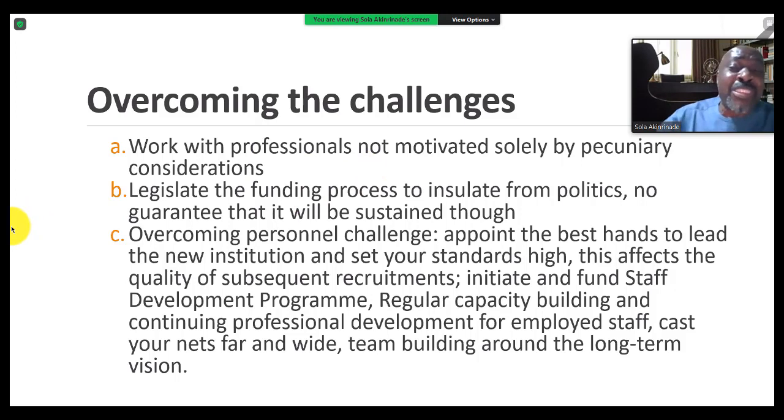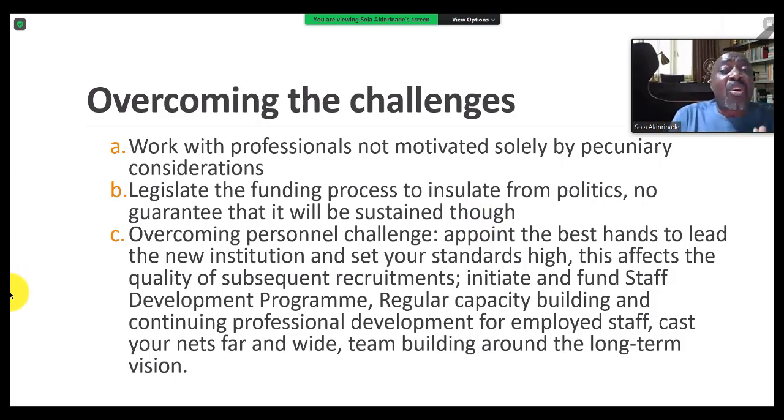If you work with professionals who are interested in leaving a legacy, your work is made easy. Number two, legislate the funding process to isolate it from politics. There's no guarantee that it will be sustained, though, but at least you will have made the provision.